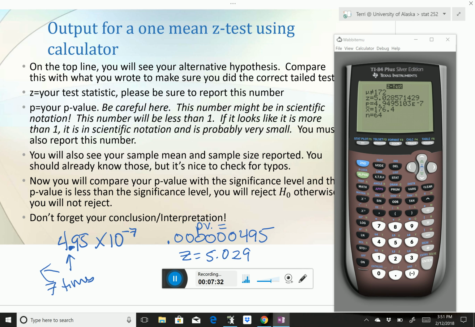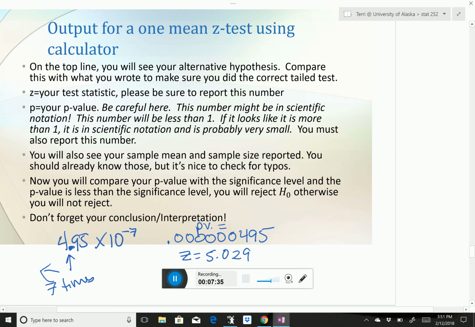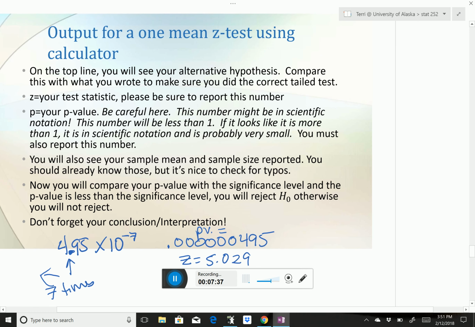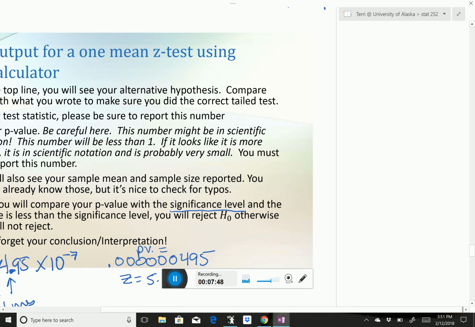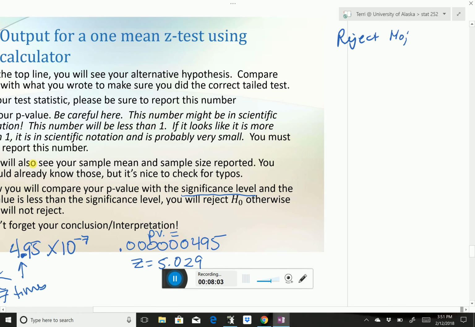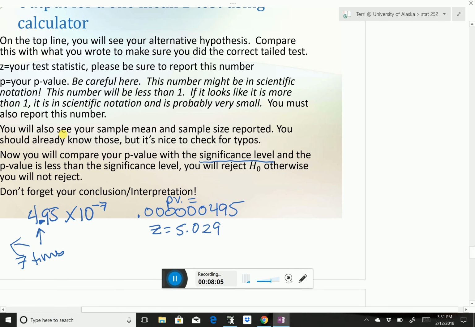What do we do when we have a really small p-value? We compare it with our significance level. I didn't really give you one in this particular instance, so we'll say 5%. The p-value is less than our significance level, so we reject. What we're going to say here is we reject the null hypothesis. The average height of males in the US differs from the world average height. So we reject, and then we're going to write a conclusion.